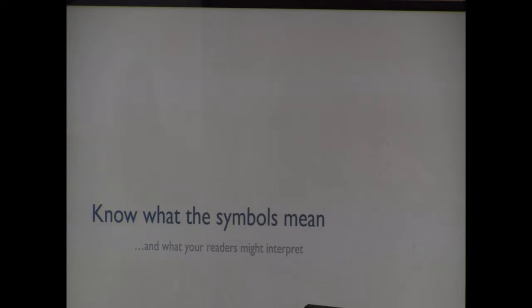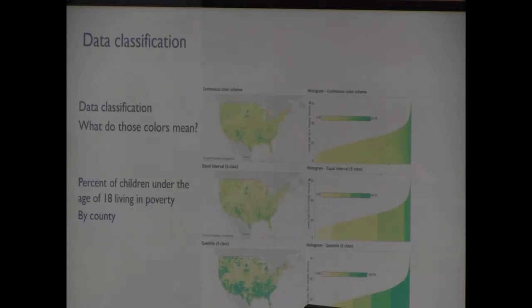So you also need to think about what your symbols mean and what people might interpret when they see them. And that's where data classification comes in really handy. A lot of the work that you guys have done in the last few days, as I've been watching with raster data, has used these equal interval classifications. And generally that is great for that kind of data.